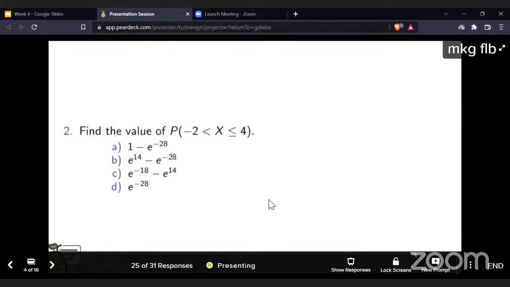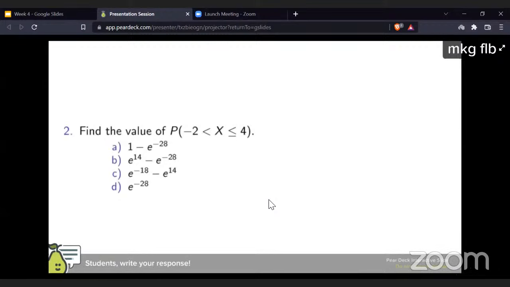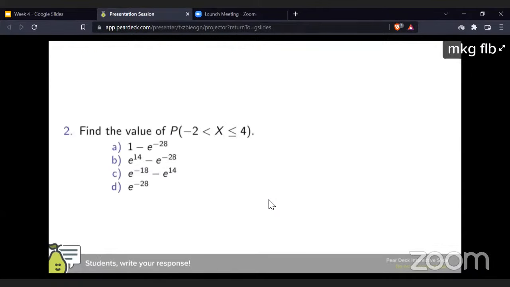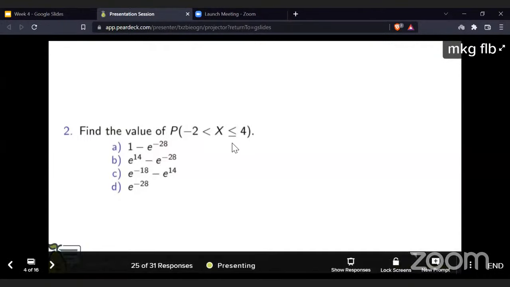And somebody was talking about integration. So I found out the PDF in the previous one and integrated from -2 to 4. From -2 to 0, it will be 0. And from 0 to 4, it will be lambda e to the power minus lambda x. So you got what answer? A, right? Okay, that is right.